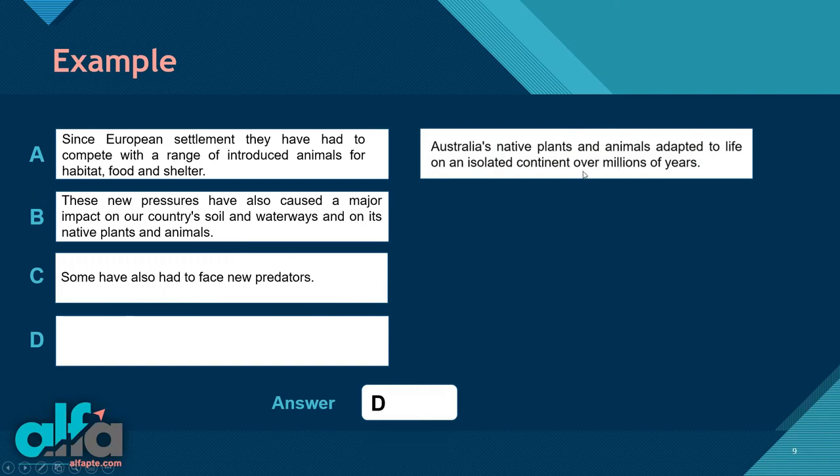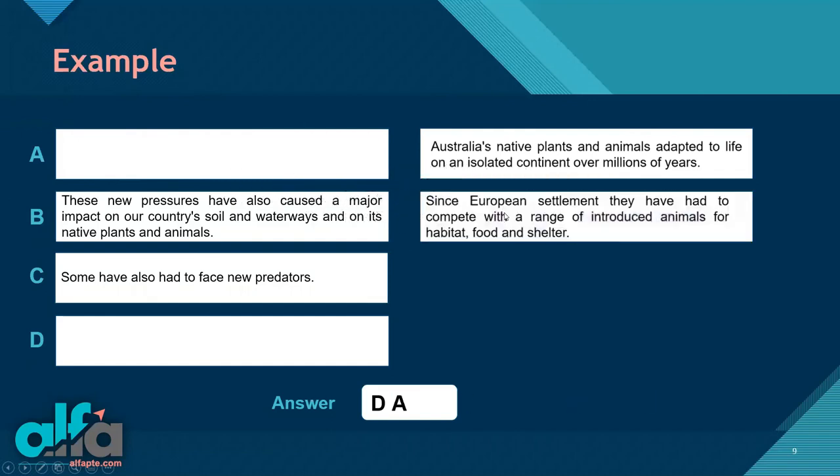Then native plants and animals adapted to life on an isolated continent over millions of years. So where native plants and animals are, it's a noun, but it's a plural noun. So where are they still continuing about that? Since European settlement, they have had to compete with a range of introduced animals for food and shelter. So who are they? They are these Australian native plants and animals. So it is A. Then what happened?